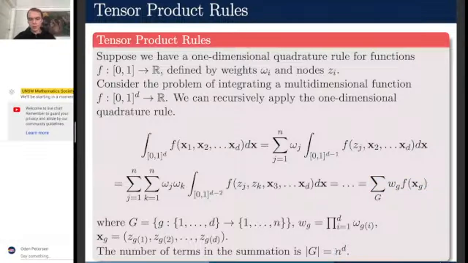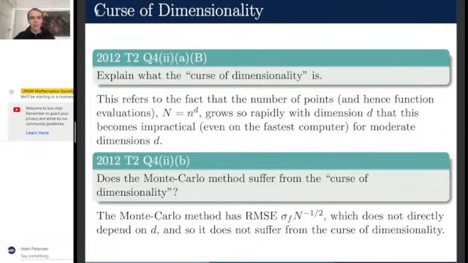The only trouble with this is that this n to the d grows very, very quickly as we increase the number of dimensions. So I guess that's what this curse of dimensionality is talking about: when you apply this tensor product rule for turning a one-dimensional quadrature rule into a higher dimensional quadrature rule, the number of points at which you have to sample with a fixed number of one-dimensional nodes n grows exponentially. So if n is 2, it'll grow like 2 to the d, so 2, 4, 8. If n is 3, it'll grow even faster.